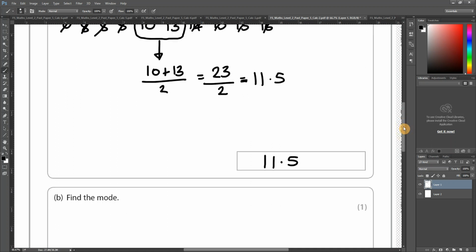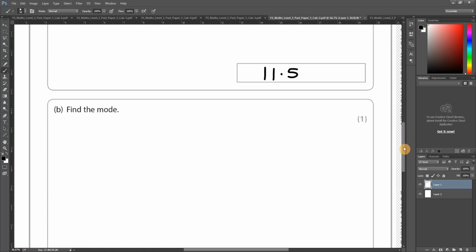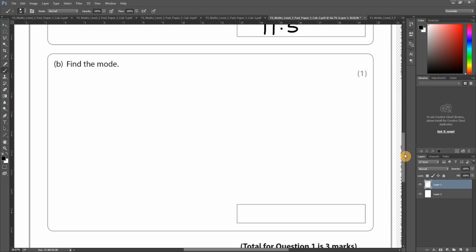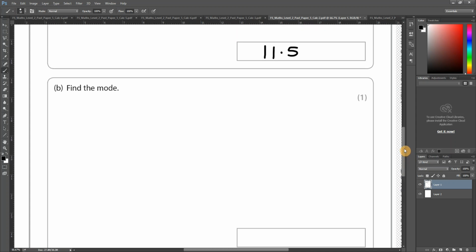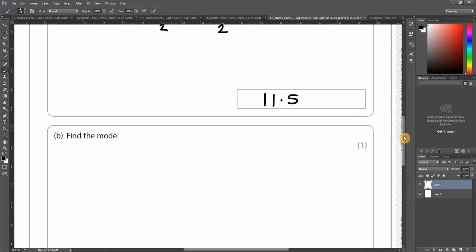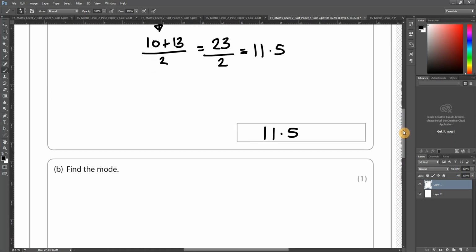So part B says, find the mode for 1 mark. So yeah, for 1 mark, as you can see, there's not going to be much working out for this. In fact, there's not going to be any working out for this. Hopefully you know that mode means the most, or the one that occurs the most frequently. Yep, because they both start with the MO. Best way of remembering.